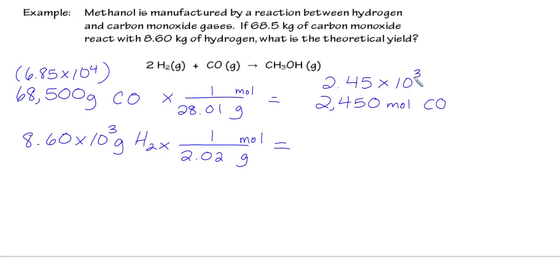And the second one, let's divide by 2.02. So I've got my 8.60 times 10 to the third divided by 2.02. All right, with 3 sig figs, let's call this 4,260.